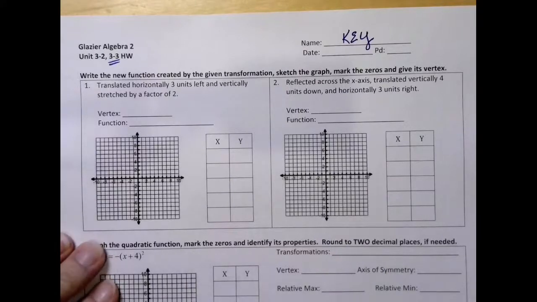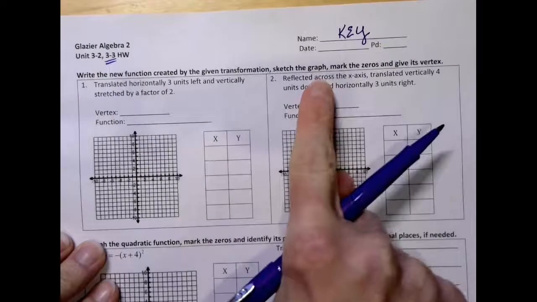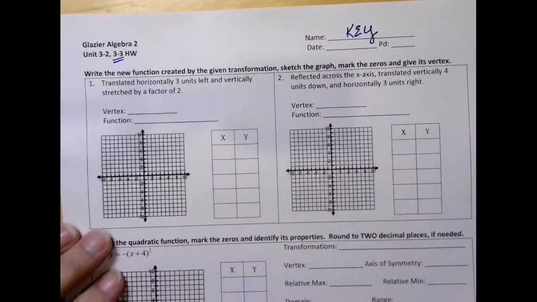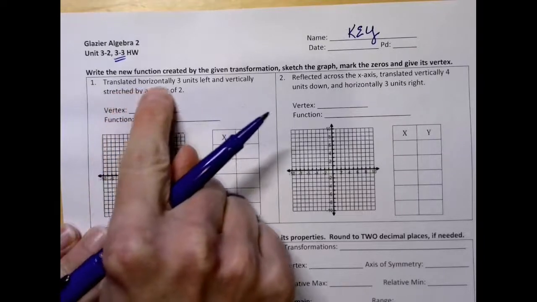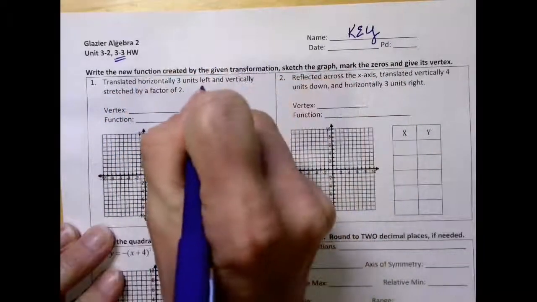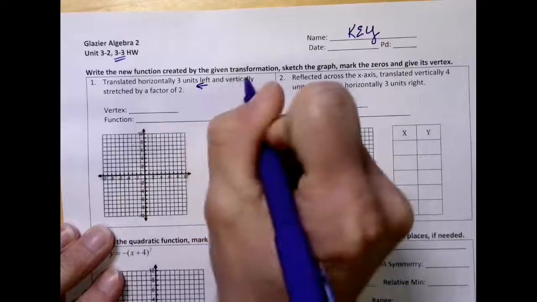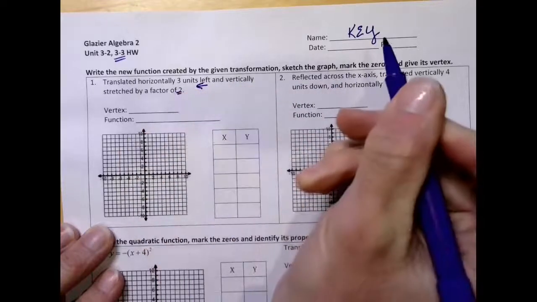Alright, if we need to write the new function created by the given transformation, we're going to sketch the graph, mark the zeros, and give its vertex. So everything at the same time. Ready? Translated horizontally 3 units to the left and vertically stretched by a factor of 2.